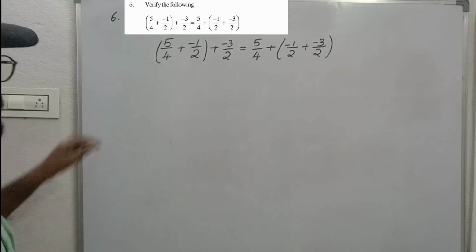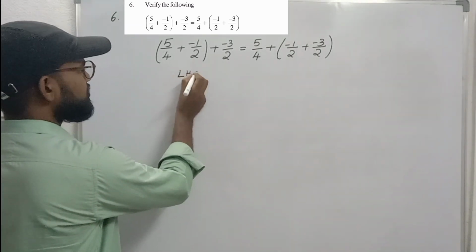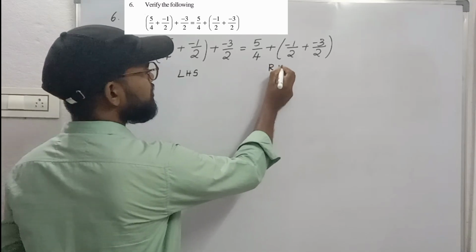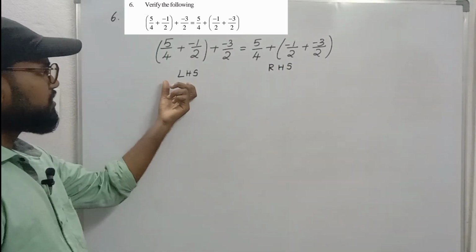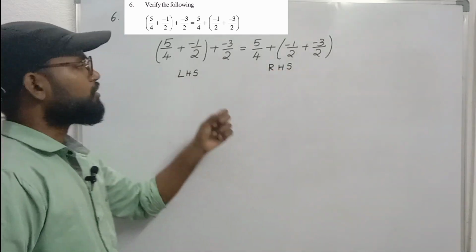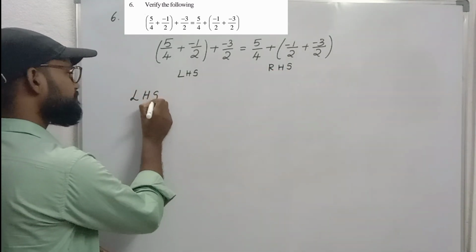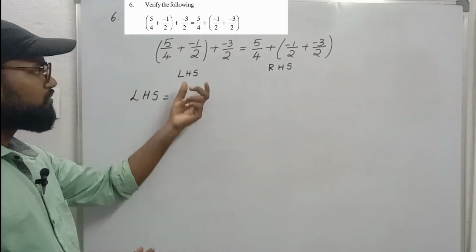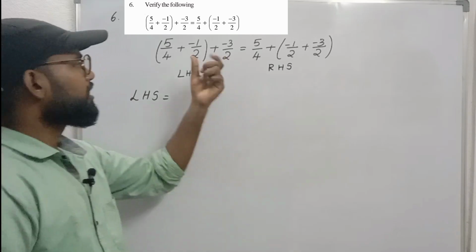Now see the sixth question. Verify the following. Here LHS and RHS are given, so we need to solve these two sides. One is the left hand side, one is the right hand side. First we are going to find the value of LHS, then the value of RHS. If they are equal, it is verified.